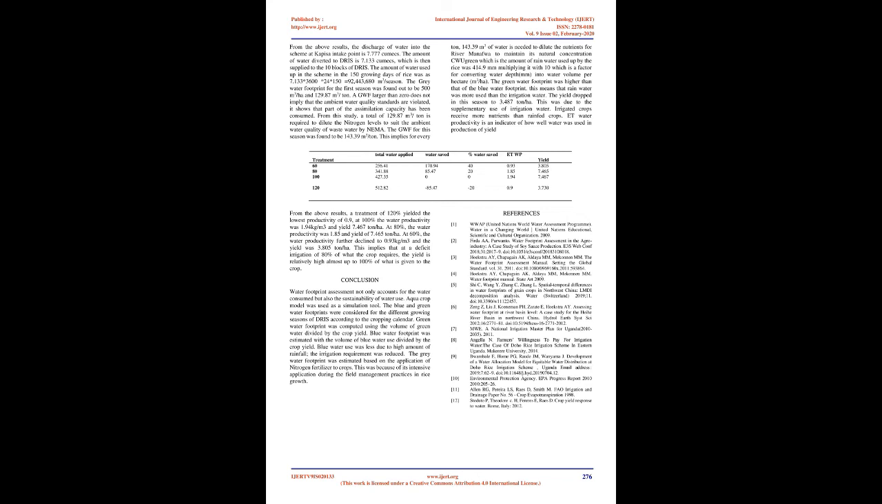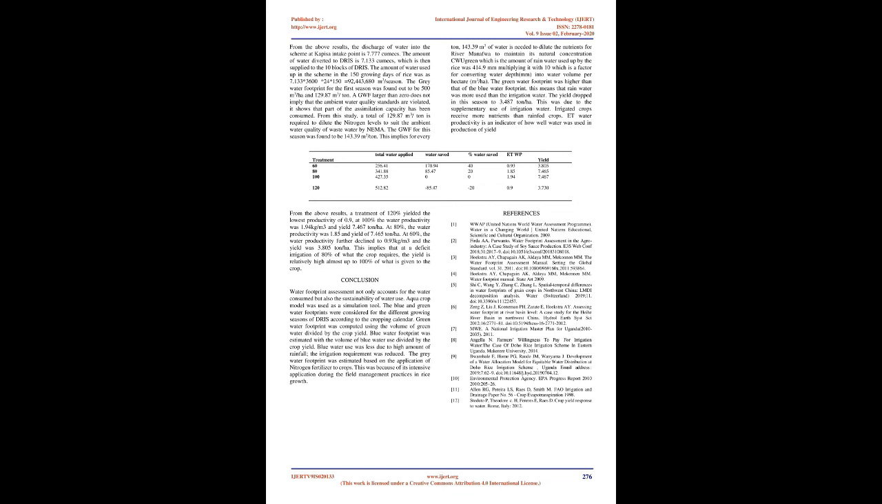The gray water footprint for the first season was found to be 500 m3/ha and 129.87 m3/ton. A GWF larger than 0 does not imply that the ambient water quality standards are violated, it shows that part of the assimilation capacity has been consumed. From this study, a total of 129.87 m3/ton is required to dilute the nitrogen levels to suit the ambient water quality of wastewater by NEMA. The GWF for the season was found to be 143.39 m3/ton. This implies that for every ton, 143.39 cubic meters of water is needed to dilute the nutrients for the river to maintain its natural concentration.